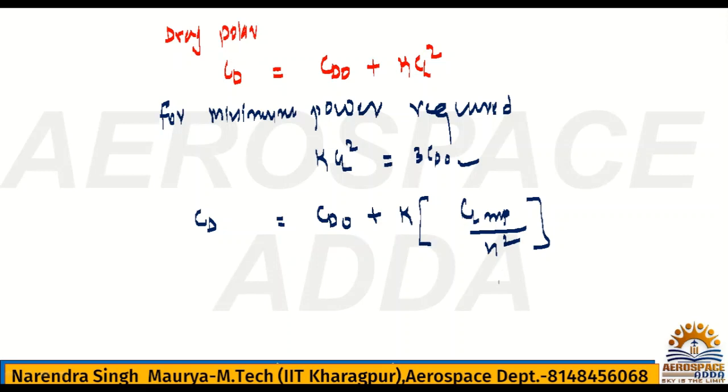Otherwise, if you want to calculate in terms of n, then you replace CL value. Okay, and this is the KCL square, so make it CL square. Now, what you will have, CD is equal to CD naught plus KCLMP square divided by n to power 4. Yes or no?